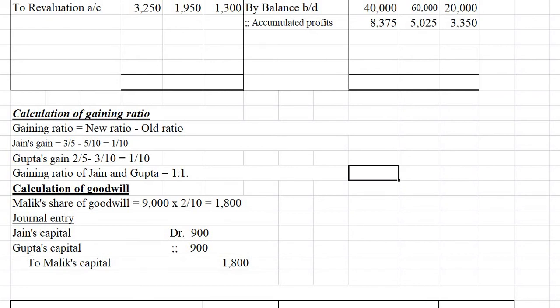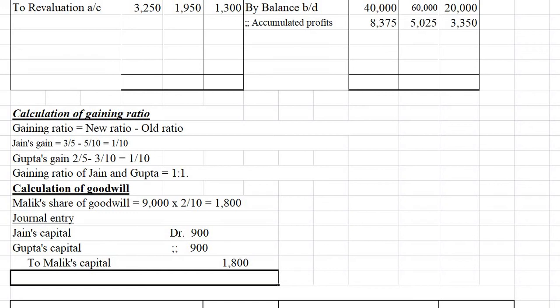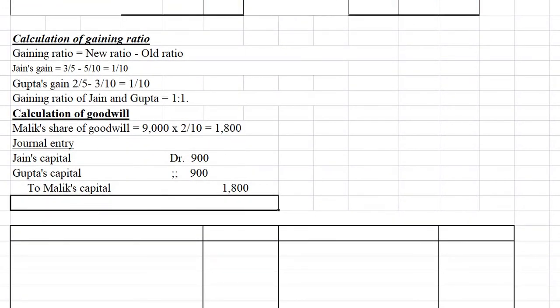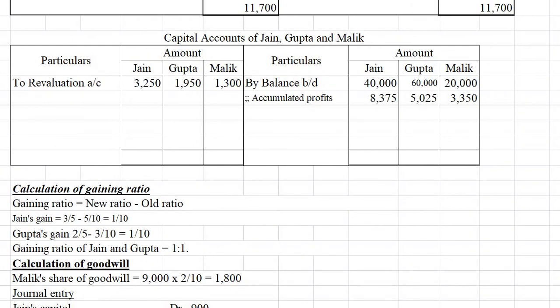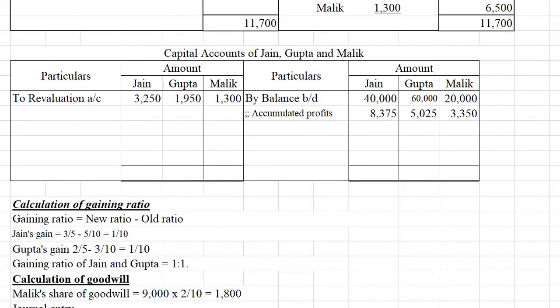Is it clear? Okay. Now let us prepare the capital account. In the capital account, we can enter this goodwill adjustment. So in Malik's capital we can write by Jain's capital and by Gupta's capital. Jain's capital 900, and Gupta's capital also 900. Now this is to be debited in the capital account of Jain and Gupta. So we will write there to Malik's capital in Jain's capital and Gupta's capital 900 each.